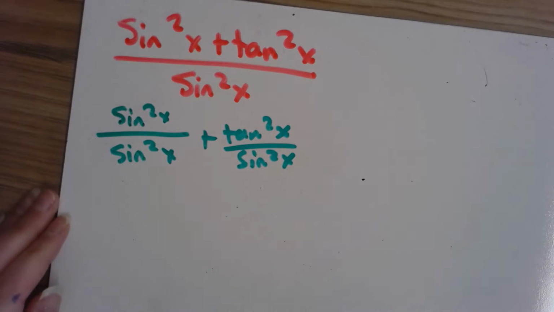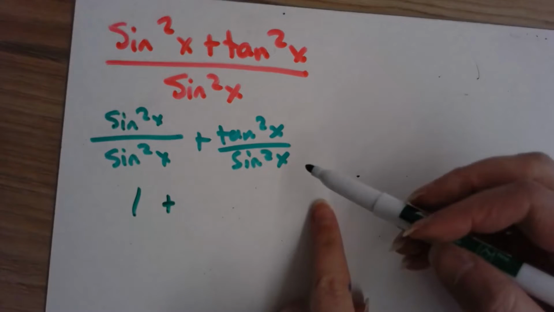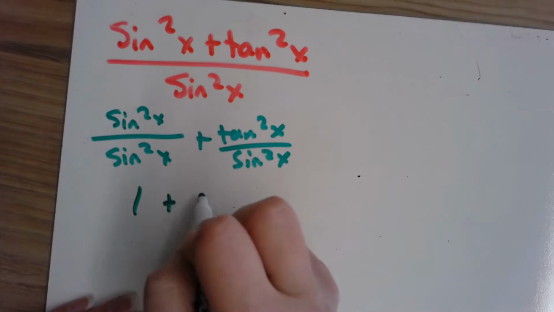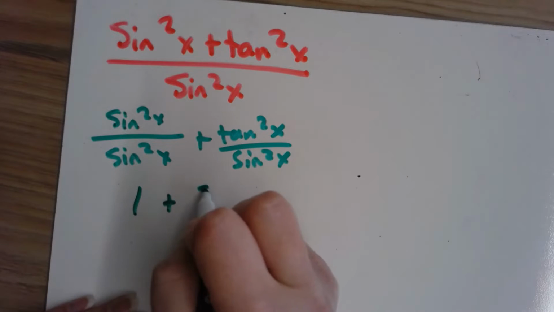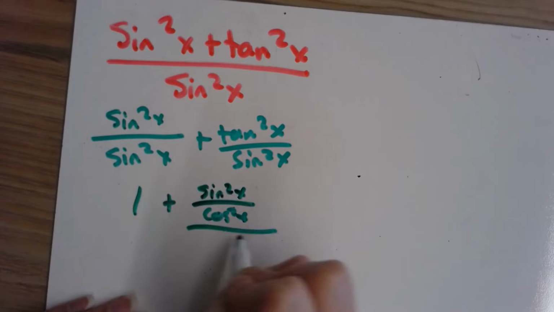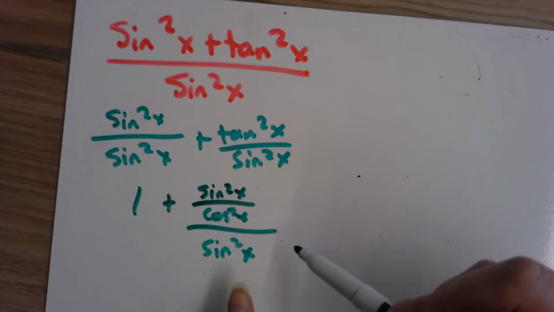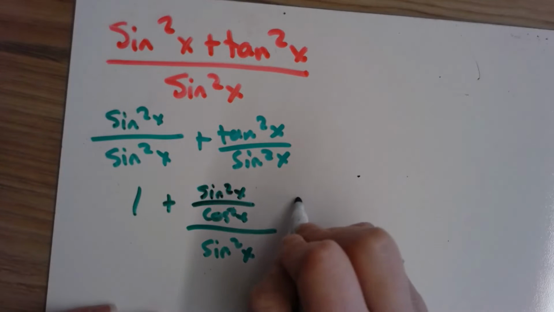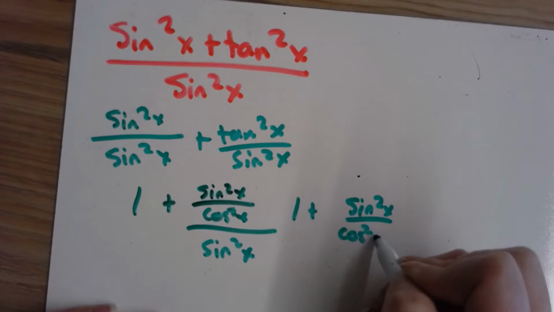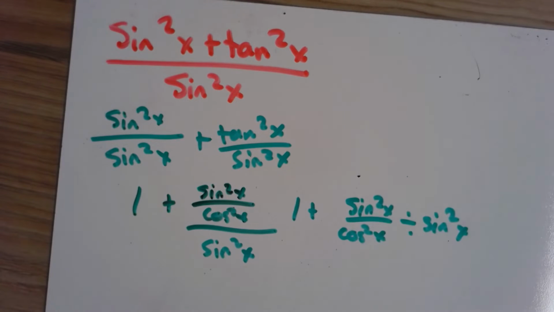Well, that looks nice because we know this is 1 plus, okay, this one's not as simplified as I'd like it. So I'm going to change my tangent. Tangent squared x is the same thing as sine squared x over cosine squared x, over sine squared x. Yuck. Well, let's rewrite that. So that's 1 plus sine squared x over cosine squared x, divided by sine squared x.